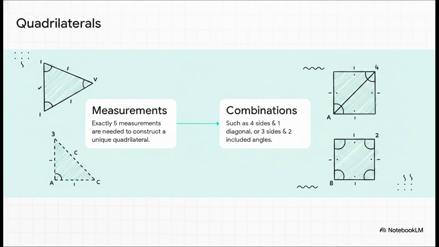Well, to construct a unique quadrilateral, you actually need exactly 5 specific measurements. That could be something like 4 sides and 1 diagonal, or maybe 3 sides and 2 included angles. Why? Because if you just nail 4 pieces of wood together, the frame will just wobble and shift around. Without those 5 specific data points locking it down, your 4-sided shape won't hold its unique form.